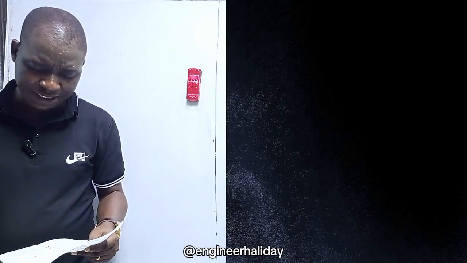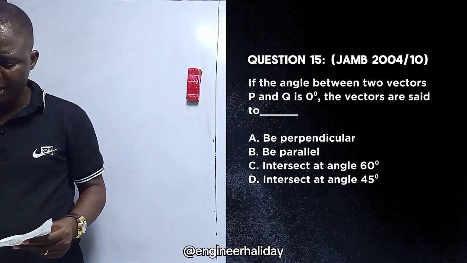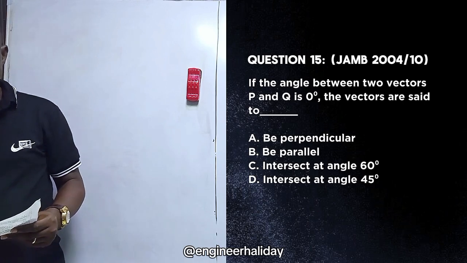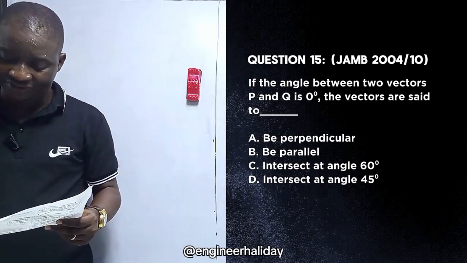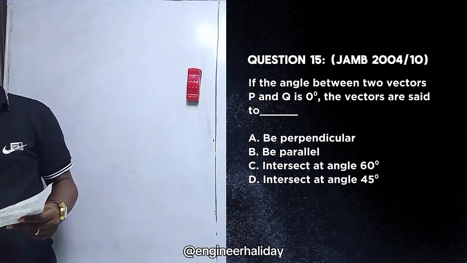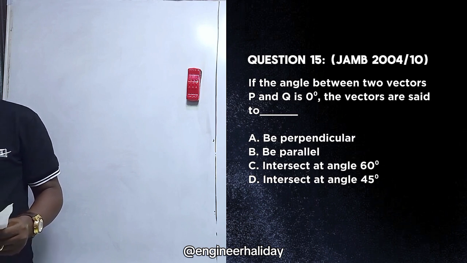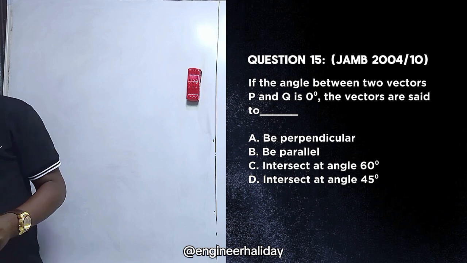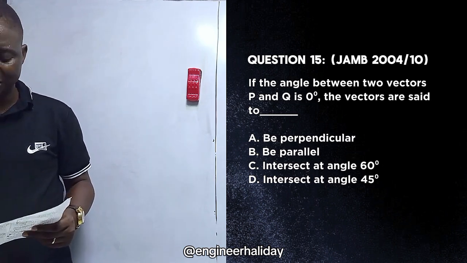Number 15 says if the angle between two vectors P and Q is 0, the vectors are said to be what? If the angle between two vectors is 0, the vectors are said to be what? A, perpendicular, B, parallel, C, intersect at an angle of 60 degrees, D, intersect at 45. The answer that is likely to be correct is what?